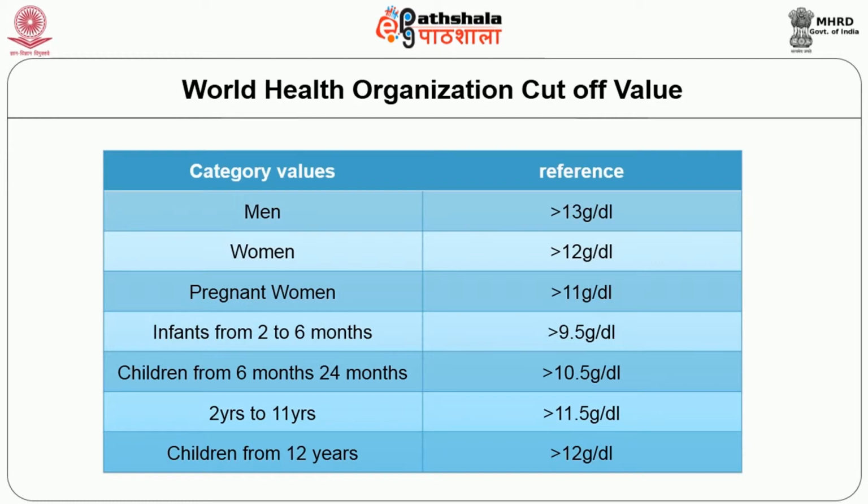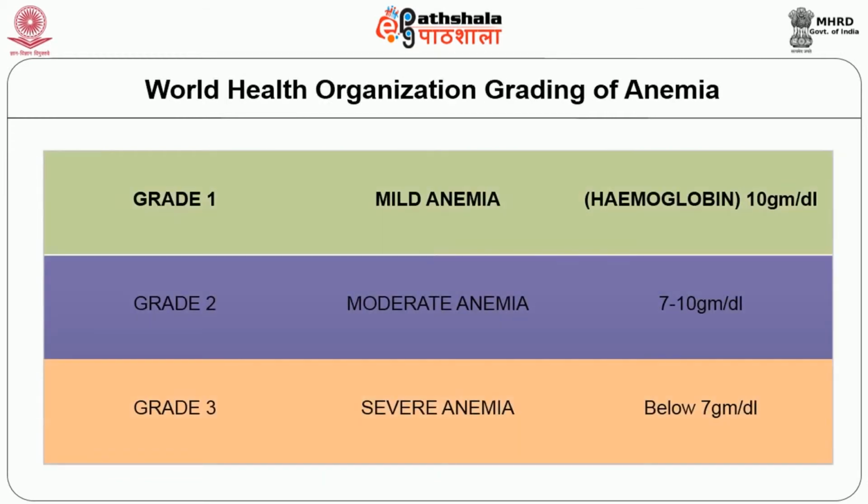is considered anemic. Also the WHO grades anemia. It is graded as grade 1, 2 and 3. Grade 1 is mild anemia with a hemoglobin value of 10 gram per deciliter. Grade 2 is moderate anemia, hemoglobin value of 7 to 10 gram per deciliter. Grade 3 is severe anemia with a hemoglobin value below 7 gram per deciliter.